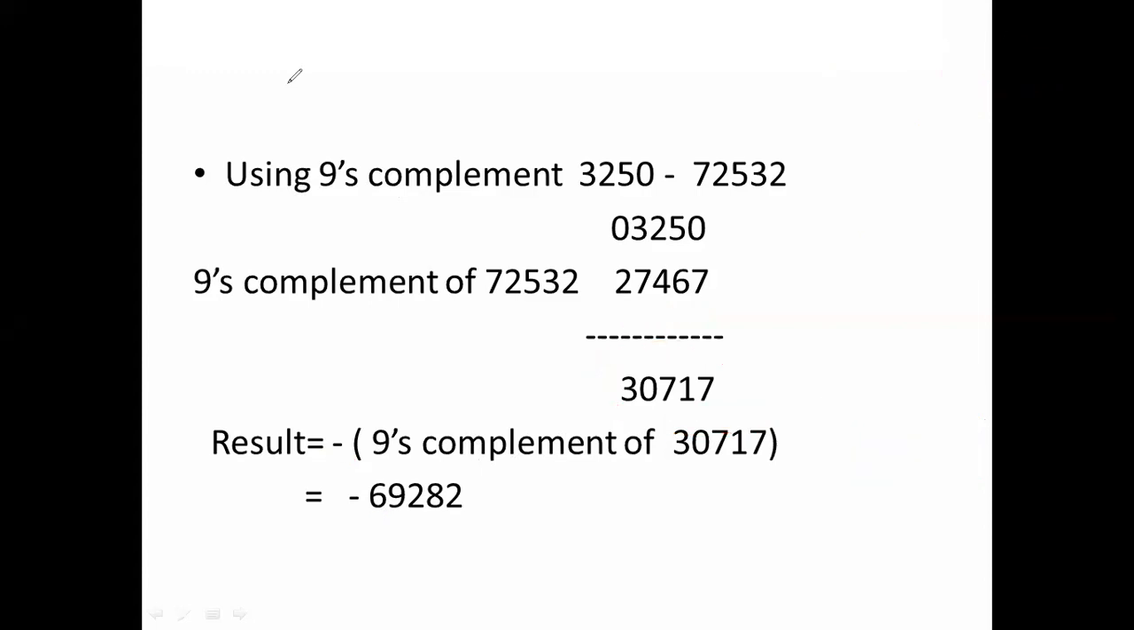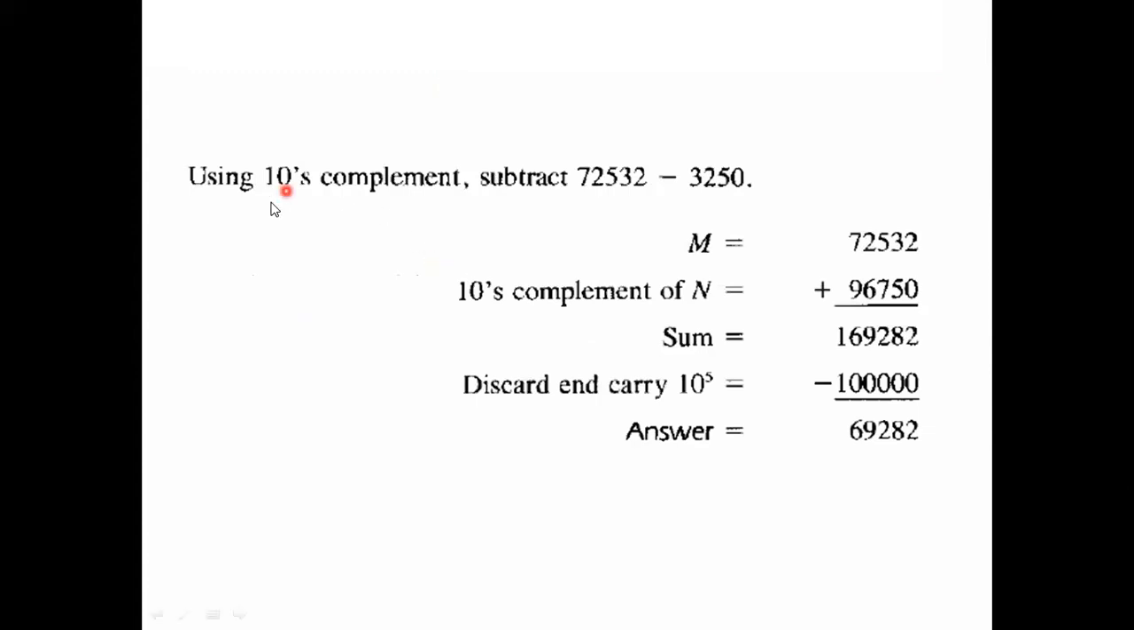Okay, Amma? So now, the next one is tens complement. By using tens complement, how to subtract? How to get the tens complement? First, we are calculating the nines complement. Then we are adding plus 1 to the nines complement. Then we are getting the tens complement. Okay, ma? So see the subtraction using tens complement. Using tens complement, subtract 72,532 minus 3,250. Okay, ma? So here, big number minus small number.